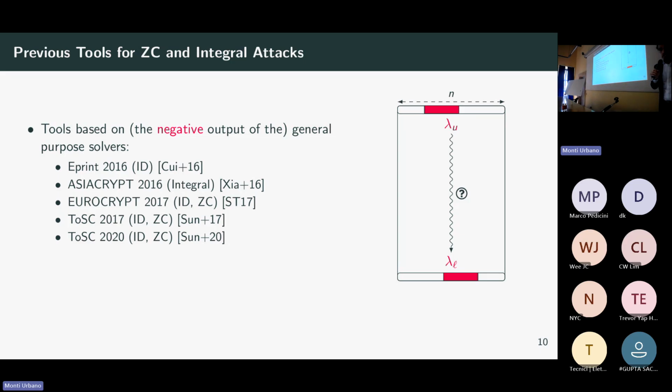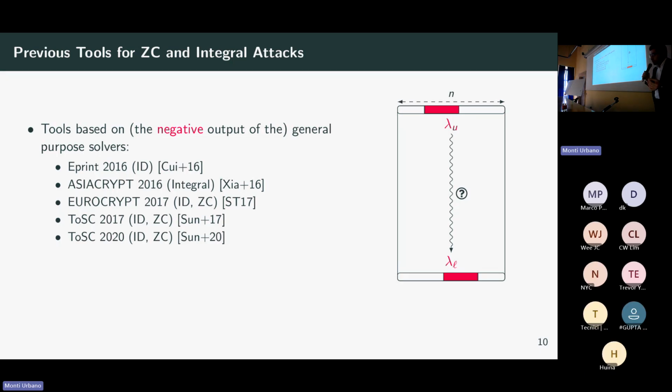Most of the existing tools for finding zero correlation distinguishers and integral distinguishers are based on external solvers. I don't mean the dedicated tools. Most of the tools based on general purpose solvers or external solvers are based on a negative model. Let me simplify it for you.